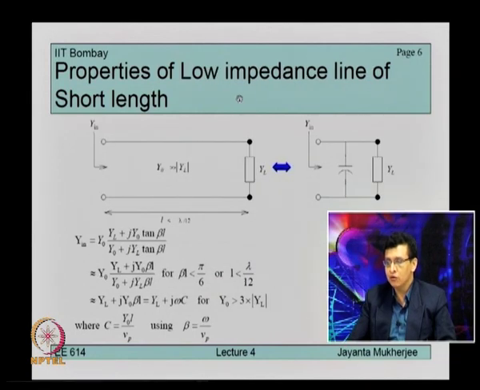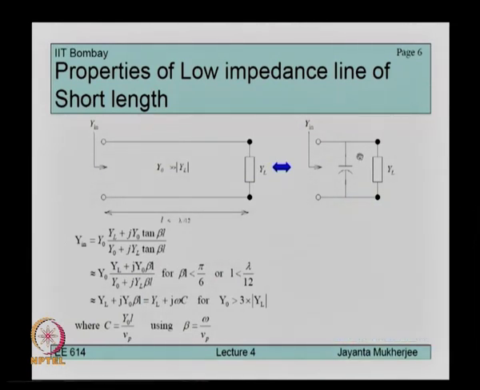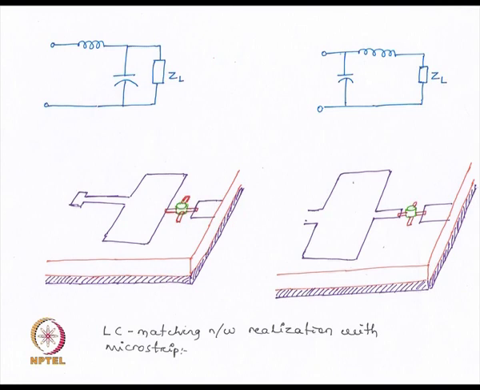Or if we use a low impedance line, that is the one that has a low value of Z0, then also we can show that it will act as a capacitor, because for low values of beta L, that is when beta L is less than pi by 6, the Yin simply reduces to this value, which is like having a capacitance in shunt with the load. So, this entire line becomes equivalent to this line. And this is one diagram of how microstrips are used commonly.